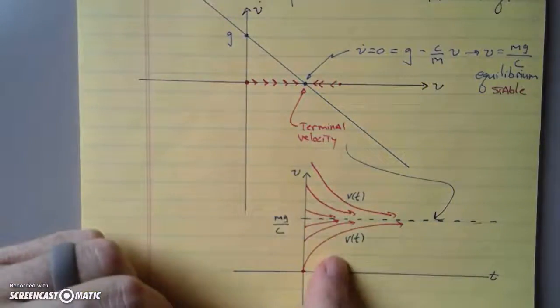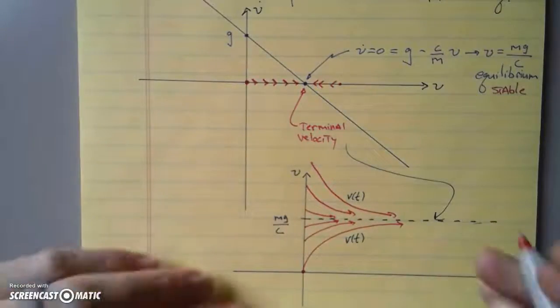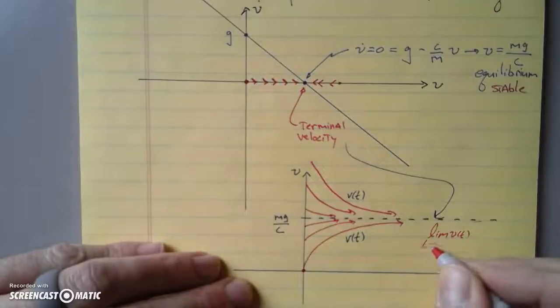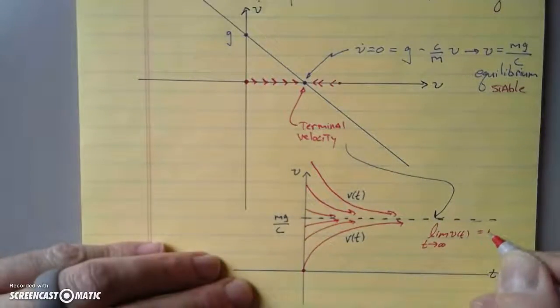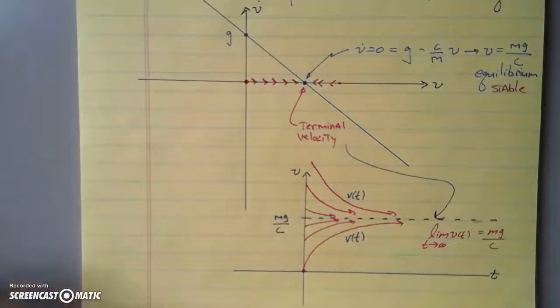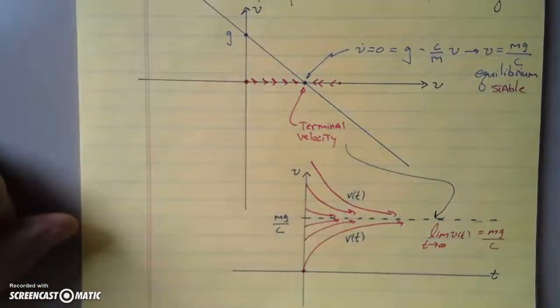So there's an example of a differential equation. We can sketch solutions. We can say things about it. We can say that the limit of the velocity as t goes to infinity is mg over c. Okay. So this is all qualitative.